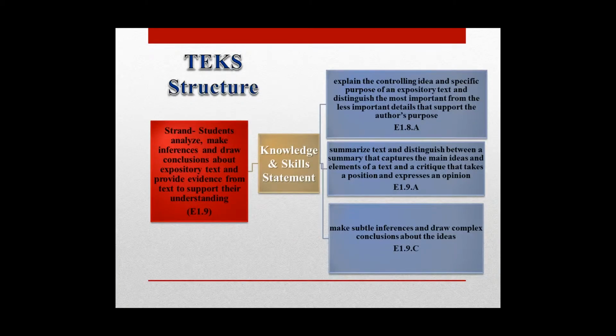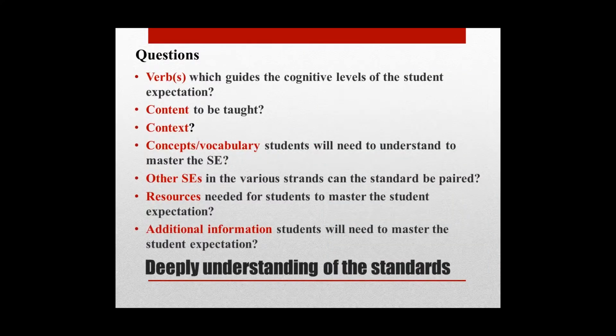Note the cognitive level, content, and context of each of the standards: 1.9, 8A, 9A, and 9C. To deeply understand your standards, you must ask yourself, what are the cognitive levels of the verbs? Content, the context. Vocabulary the students need to know. What other SEs are connected to the readiness standards? What additional resources or information will the students need to know to master the SEs?